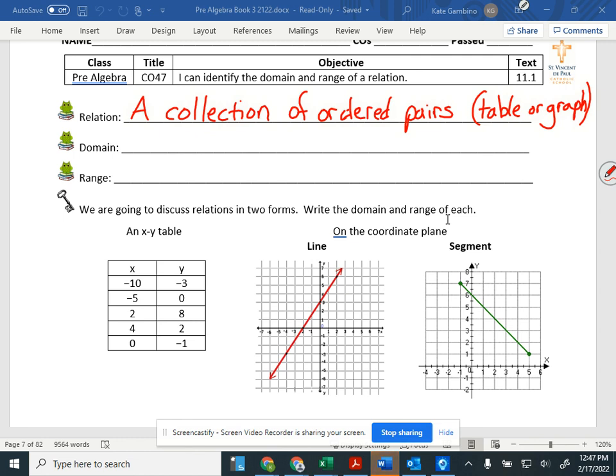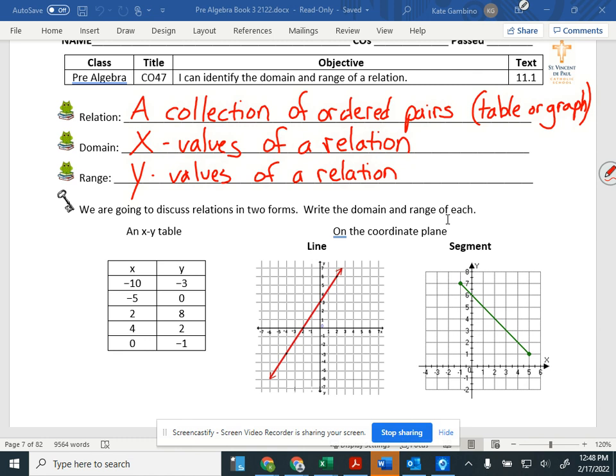The domain are the X values of a relation. So what do you think the range is, Maddie? The Y values of a relation. So we have our X values and our Y values. We can get them from the function table and put them on the graph. We can get them from the graph and put them in a function table.